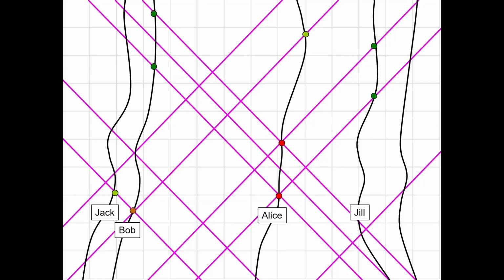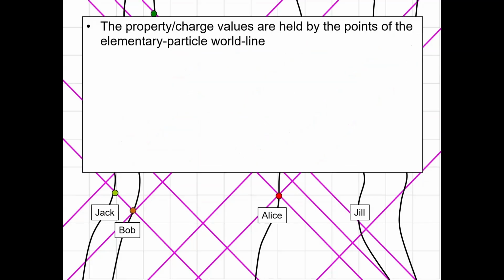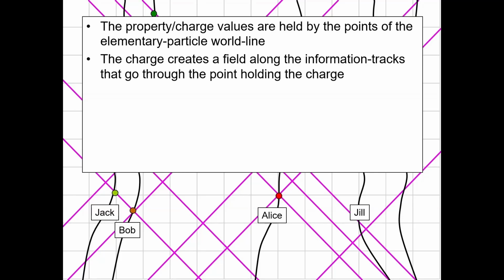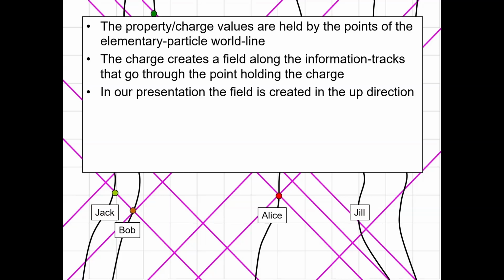Okay, so we said many things. Let's try to summarize them. The property or charge values are held by the points of the elementary particle world line. Each point on the world line has values in its property part of its ordered list of numbers. The charge creates a field along the information tracks that go through the point holding the charge. In our presentation, the field is created in the up direction.